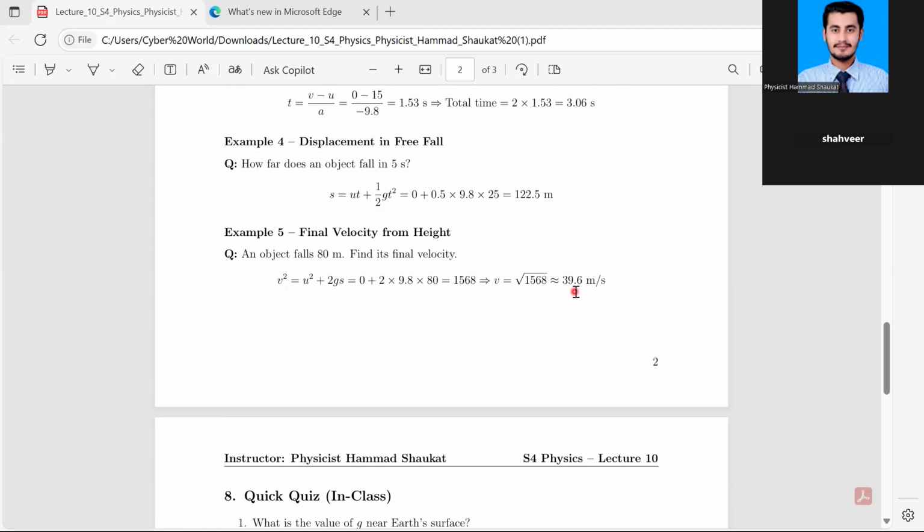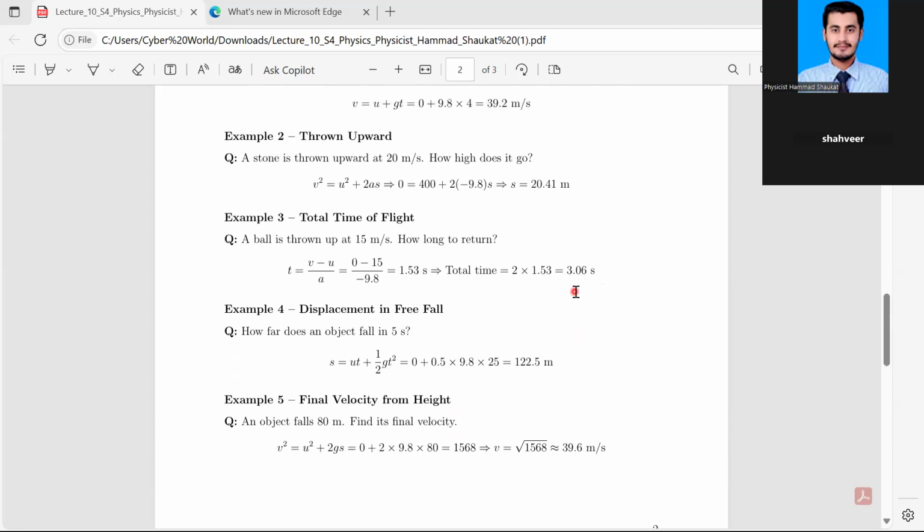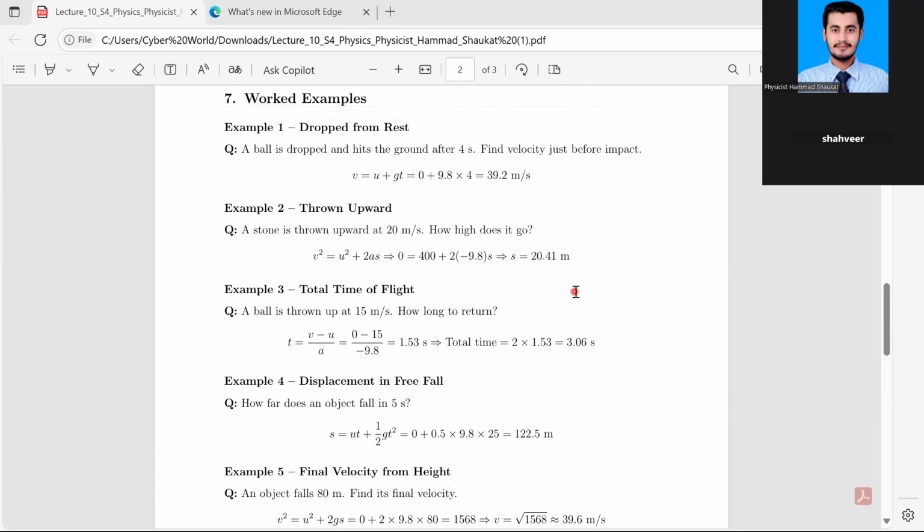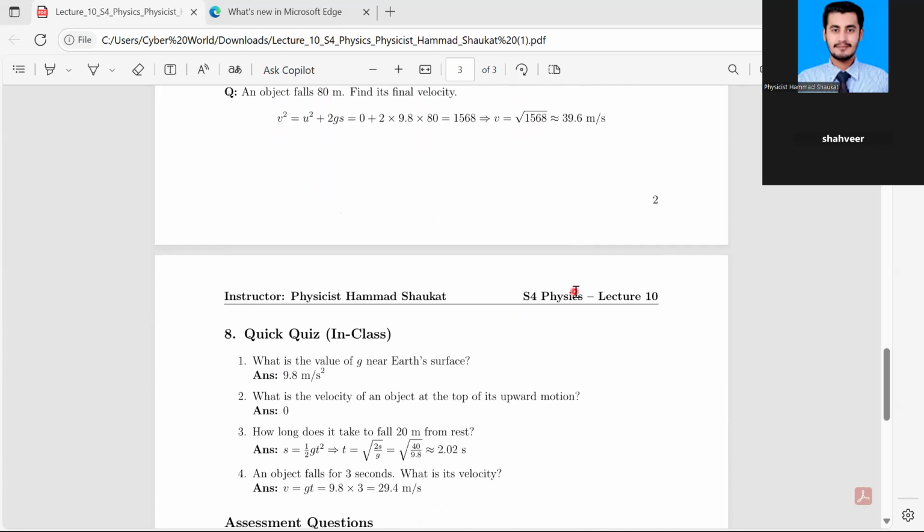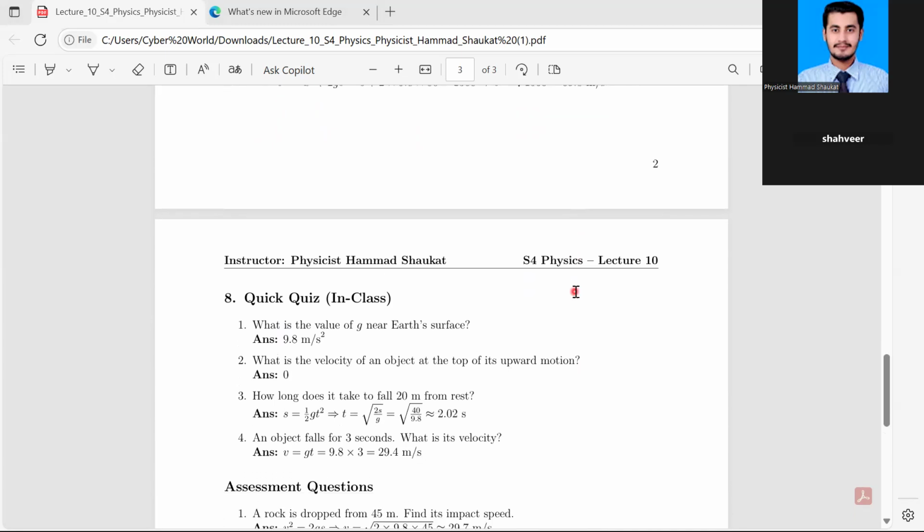Any question regarding these examples? No? Okay. Now let's move on to our quick quiz for you. You can answer these questions. The answers are also mentioned.